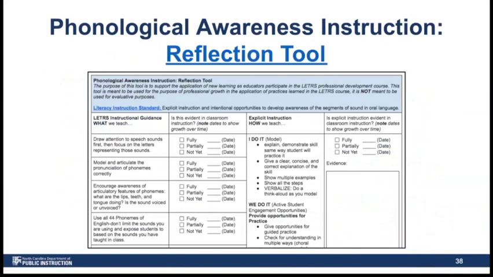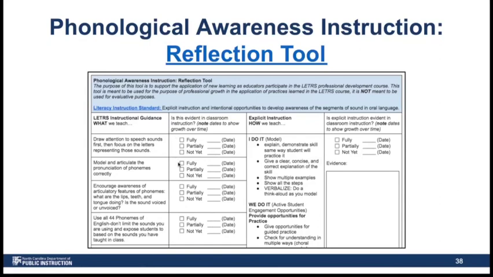So in the column on the very left, it names different types of phonological awareness routines or actions that you would see. We would not expect all of them to happen at once. So it's okay if you're only seeing 1 or 2 pieces or even 3 pieces when you're doing your walkthrough. Then you can mark whether it's fully present, partially, or not yet.